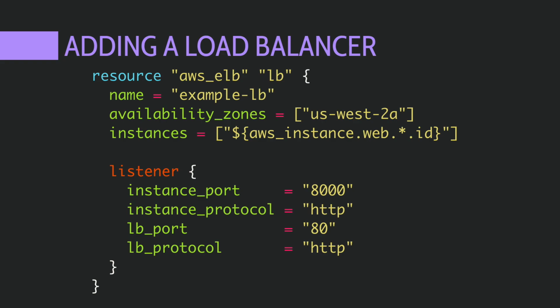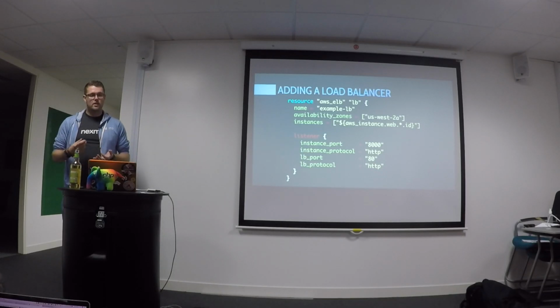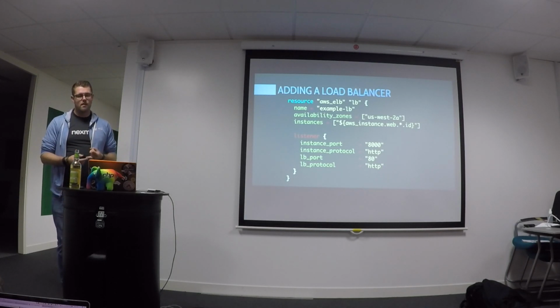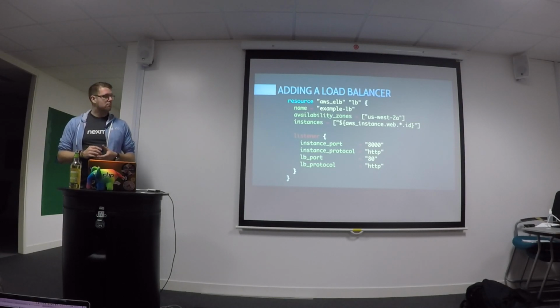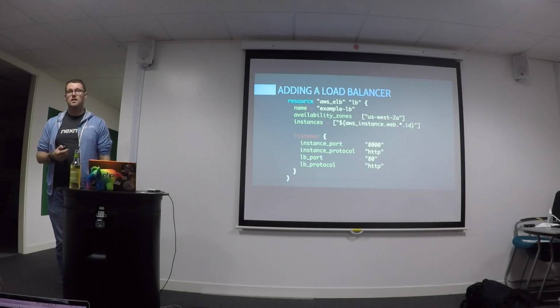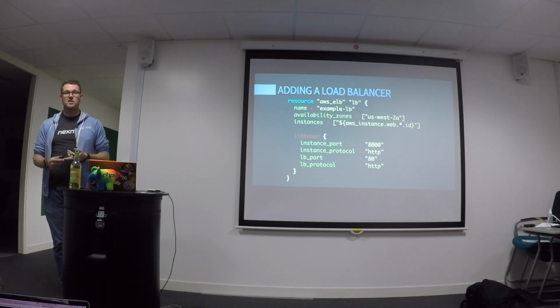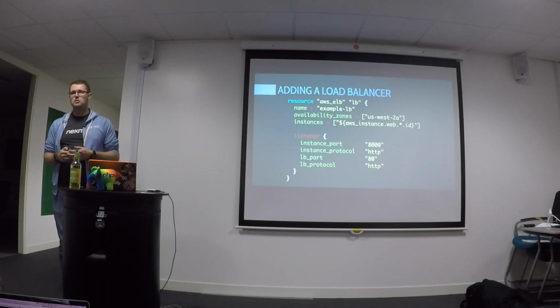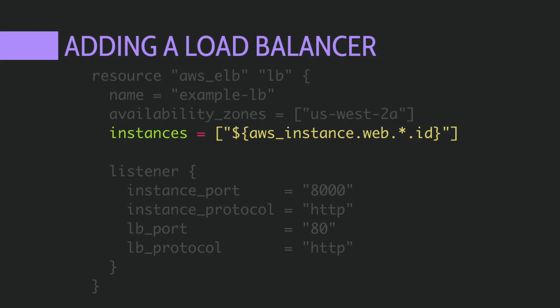So this time we're using the AWS ELB resource. We give it a name, details of what port to listen on, what protocol to use. And this is all documented. The Terraform documentation is fantastic. It tells you what's required, what's optional, it gives examples. But there's one line in here that doesn't look quite like the rest. It's this one. Everything else is just hard-coded.